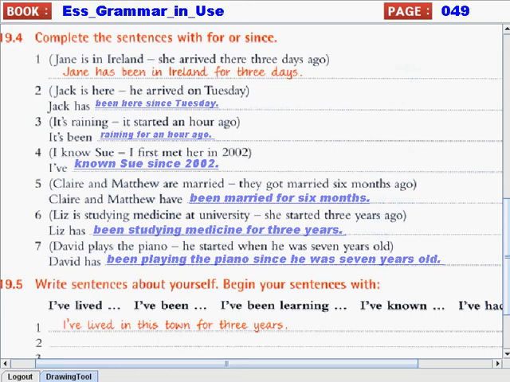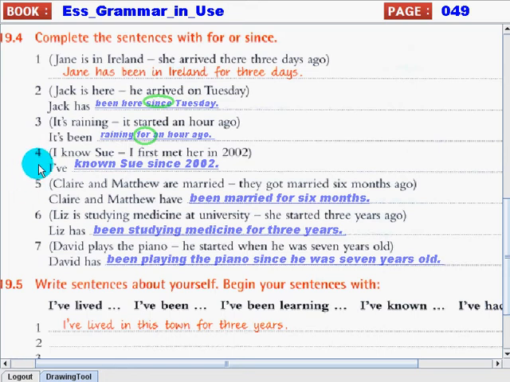Now, let's check your answers. Let's have number 2 first. Jack is here. He arrived on Tuesday. Jack has been here since Tuesday. So, we use the word since, right? Jack has been staying here since Tuesday. It's raining. It started an hour ago. The answer should be, it's been raining for an hour. I hope you also made sentences like this to complete the exercise that we are supposed to do.